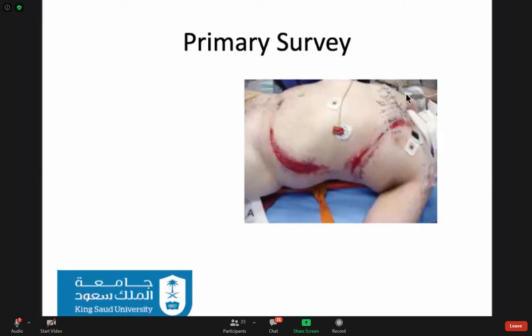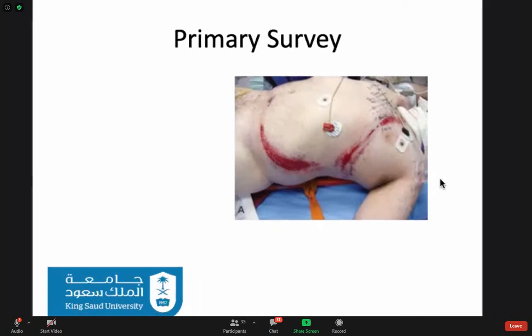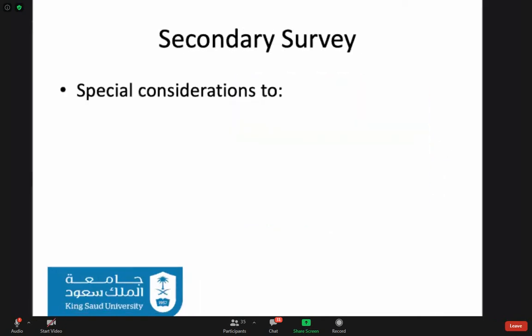Of course, we talked about airway, breathing, and then circulation, disability, and then exposure. What happens in the secondary survey with these patients? So special consideration to the abdomen, because that's where we think that the majority of the trauma is, especially in abdominal pelvic injuries or isolated traumas.